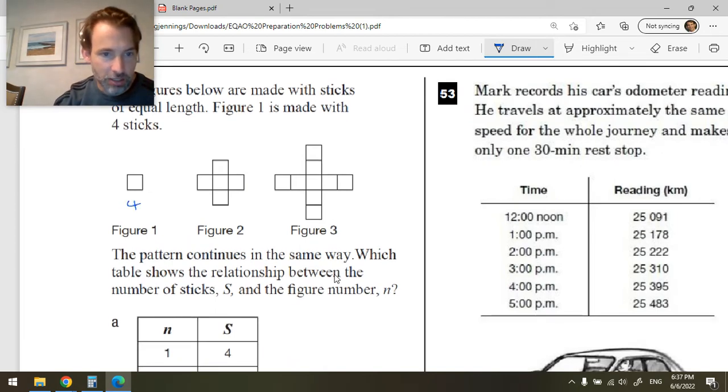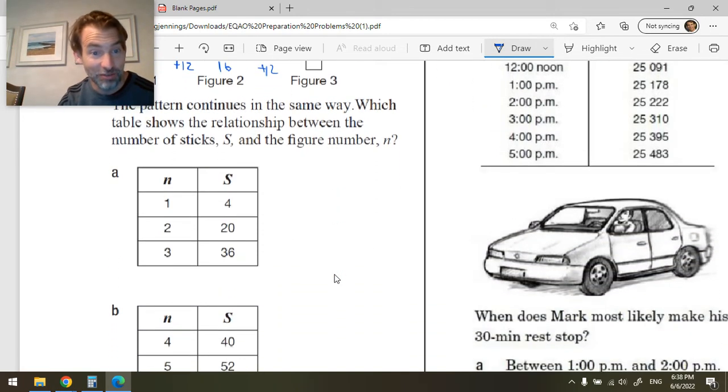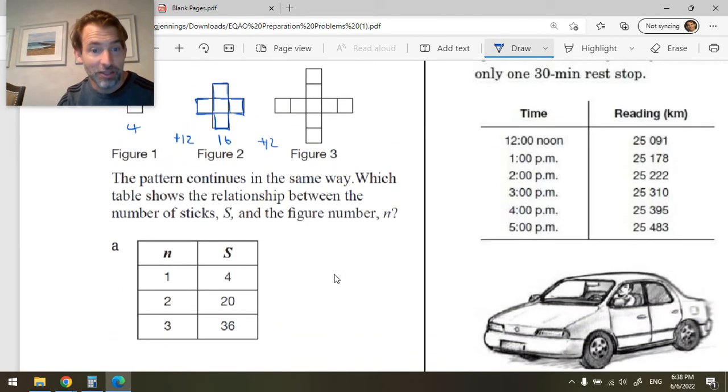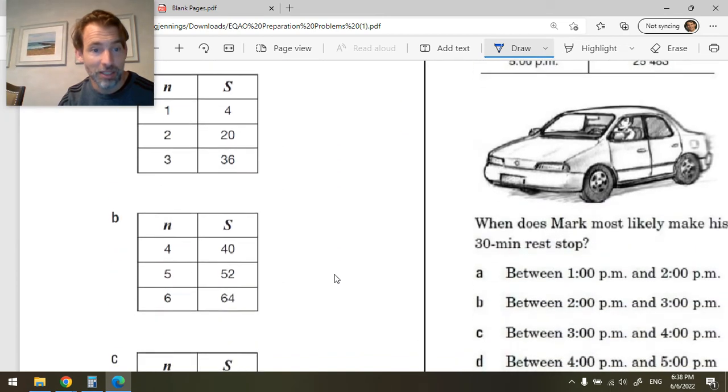This has 4 sticks. And this one we add 1, 2, 3, 4, 5, 6, 7, 8, 9, 10, 11, 12, 13, 14, 15, 16. So this is 16 sticks, which is plus 12 to get there. Then we're going to add 12 again. So we add 12 sticks each time to make each version of the figures. Figure 2 is not 20, it's 16. So that's not it.